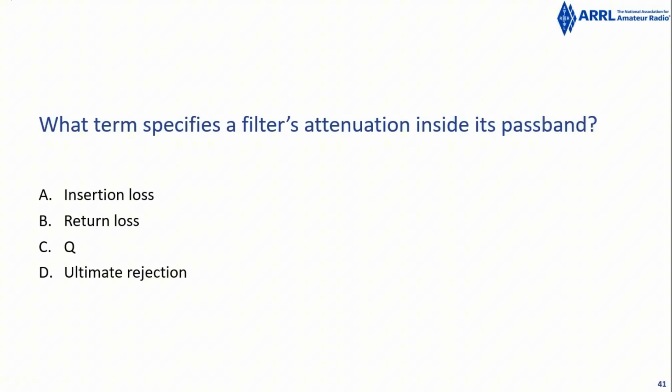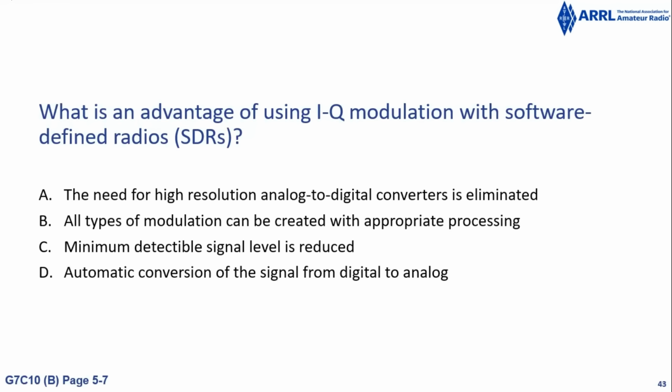What term specifies a filter's attenuation inside its passband? That would be the insertion loss. A. What is the phase difference between the I and Q RF signals that software-defined radio equipment uses for modulation and demodulation? So it's 90 degrees out of phase. B. What is an advantage of using IQ modulation with software-defined radios? With the right processing, you can do a bunch of different stuff if you've got the IQ signals.